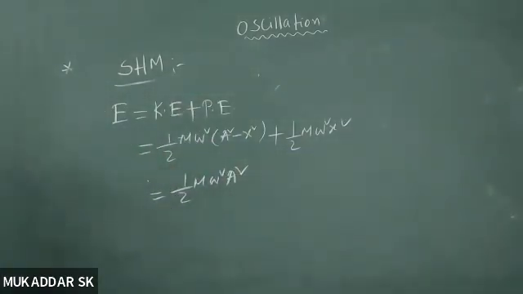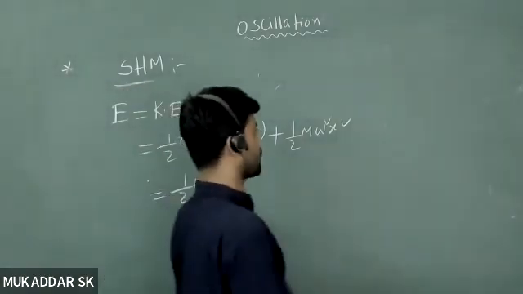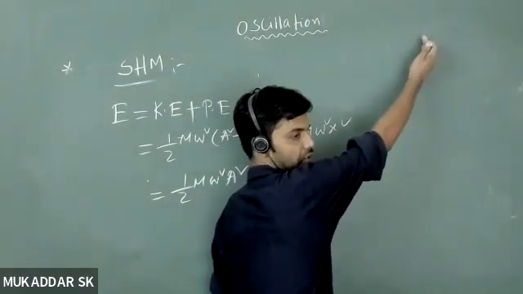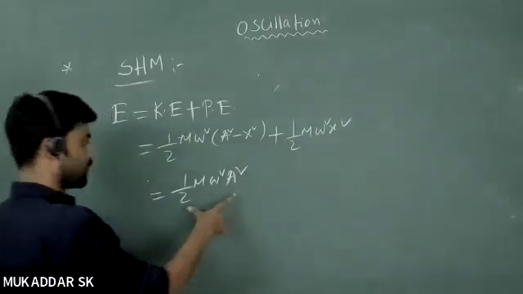So you can see from here that when the particle is performing simple harmonic motion, its total energy will always be constant. What does it mean? Wherever that oscillator is, at mean position, somewhere else, or at extreme position, everywhere you will get that much of energy.